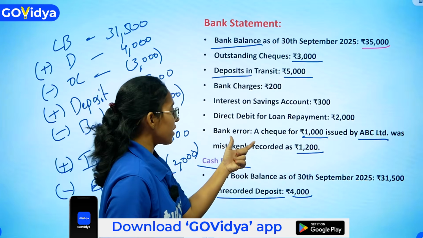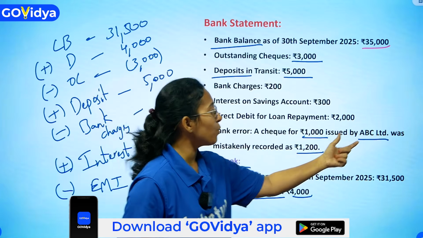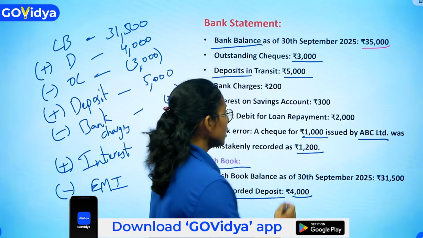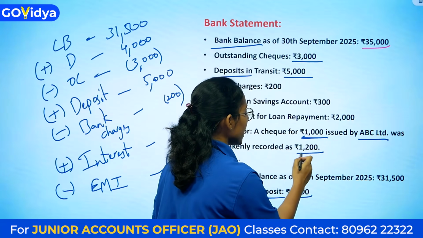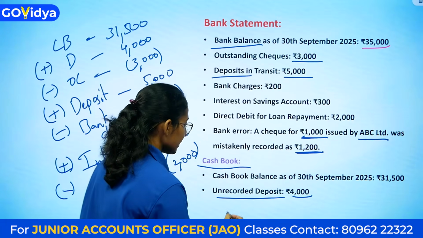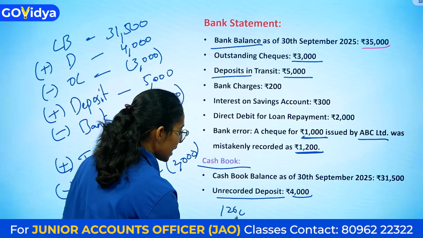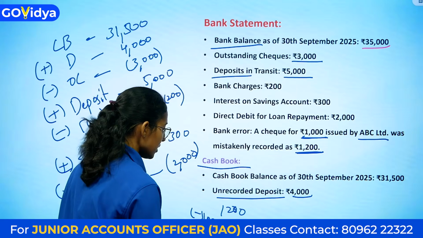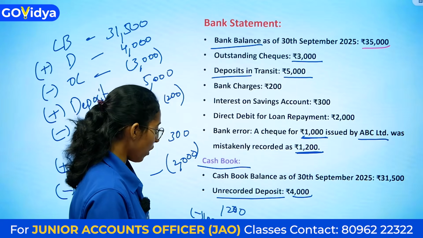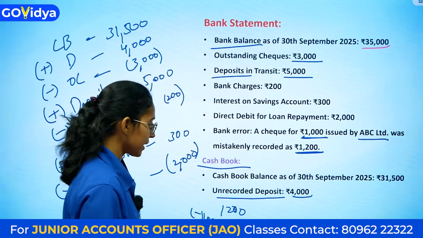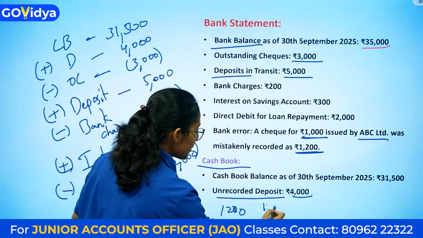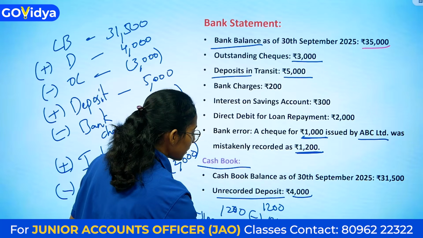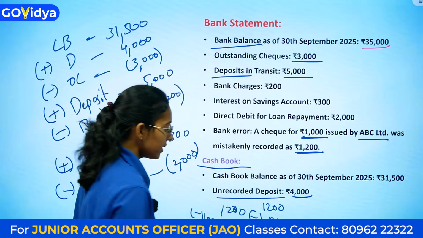Next, bank error. A check for 1,000 rupees issued by ABC Limited was mistakenly recorded as 1,200. So we recorded a 1,000 rupees check as 1,200. But what is the actual amount? It's only 1,000. So you can reduce the difference amount, or for better presentation and clarity, you can nullify the 1,200 by minusing it and add again 1,000 rupees. Like this you can do it.